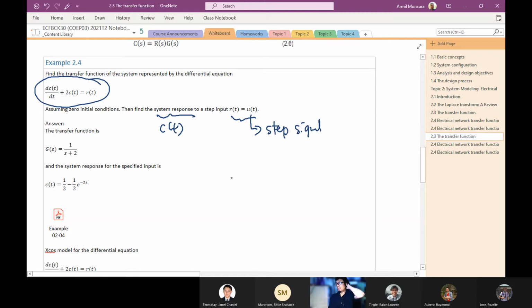Okay? So, yung step signal na yan, essentially is defined mathematically as 1 when time is positive, or when t is positive. Okay, and 0 when t is negative. Okay, yan yung mathematical definition ng u of t. Pero kung i-graph natin siya, ganito itsura niya.